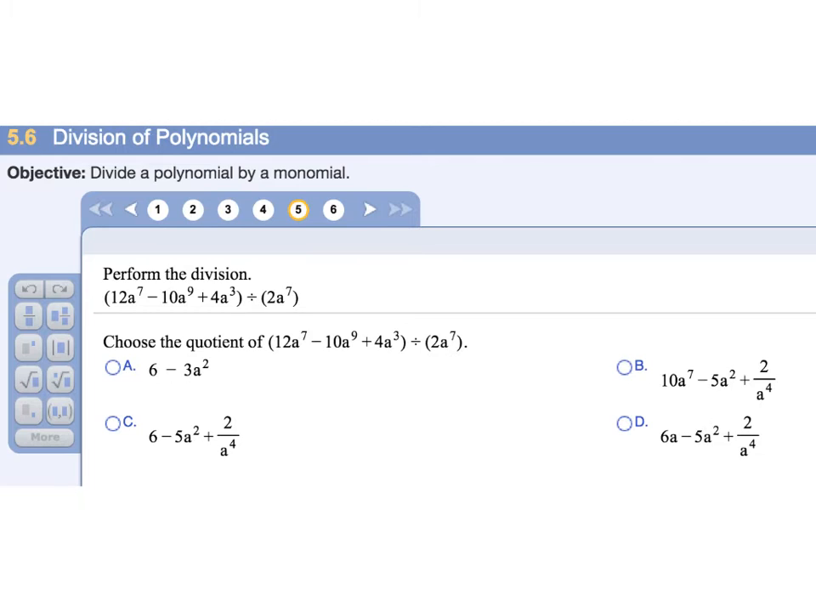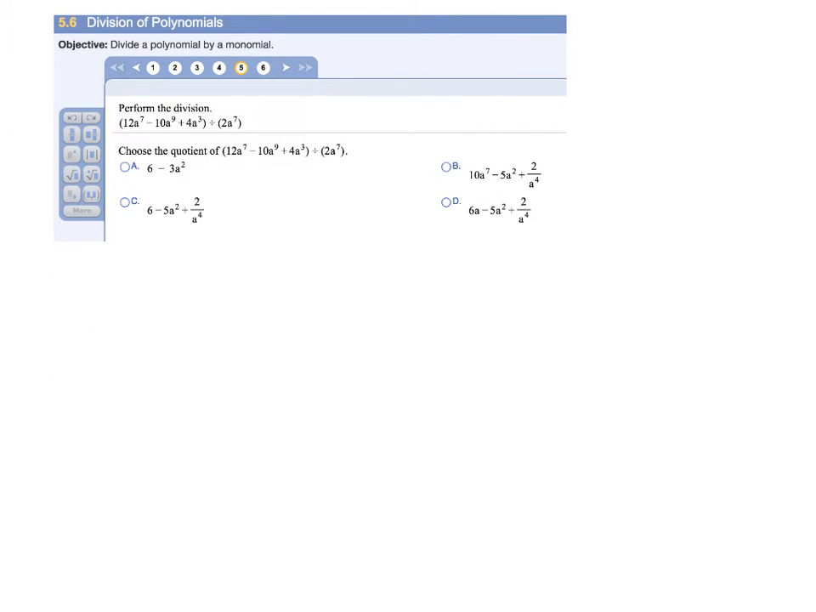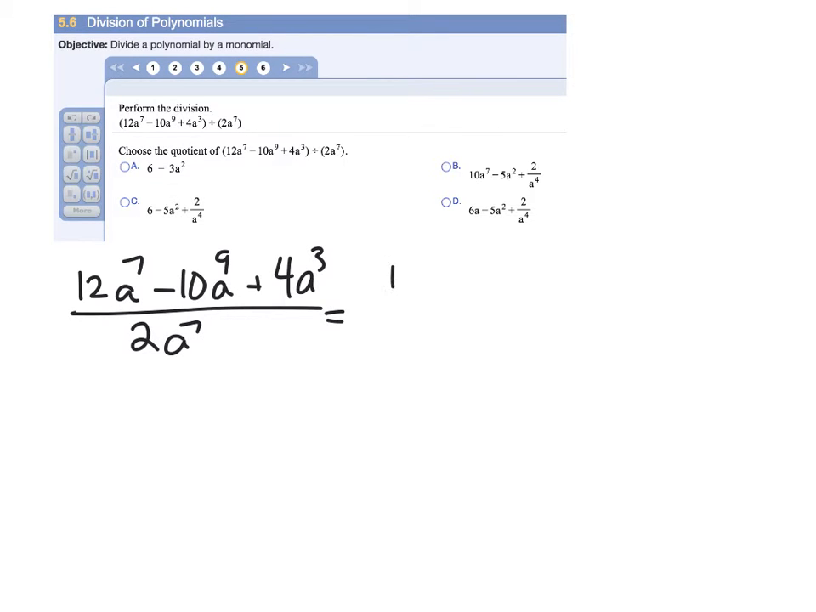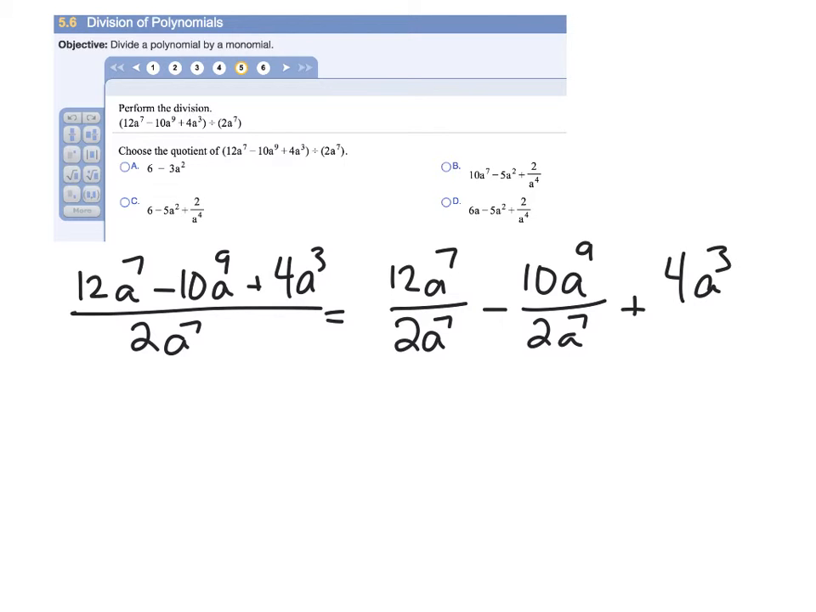So here we've got the same exact thing, only this time they're trying to scare you by writing the problem differently. So it's really 12a to the 7th minus 10a to the 9th plus 4a to the 3rd all over 2a to the 7th. And so we're going to separate that: 12a to the 7th over 2a to the 7th minus 10a to the 9th over 2a to the 7th plus 4a to the 3rd over 2a to the 7th.